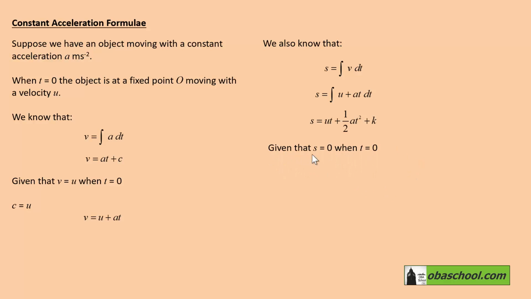But we were given that the displacement is 0 when t is 0 because it started at the fixed point O. And substituting in s is 0 and t is 0 tells us that k is 0, and therefore s is equal to ut plus a half at squared.